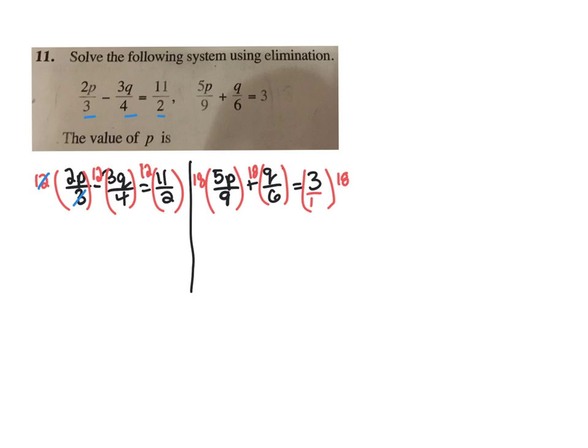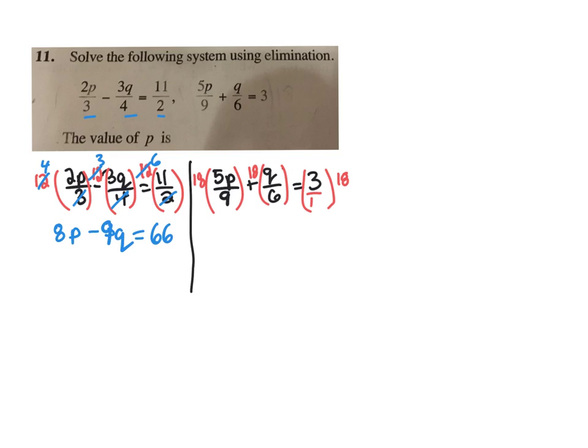So 3 goes into 12 4 times. For that one, 4 goes into 12 3 times. And 2 goes into 12 6 times. So then you're left with 4 times 2p, which would be 8p, minus 3 times 3q, so 9q, equals 6 times 11, so 66.